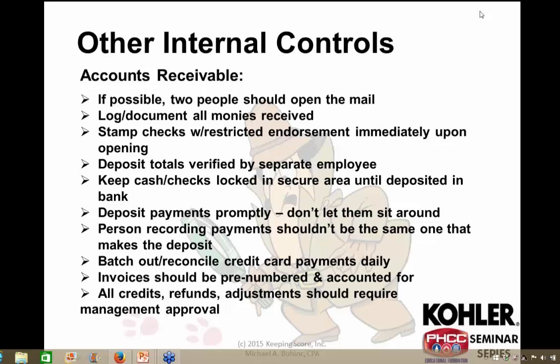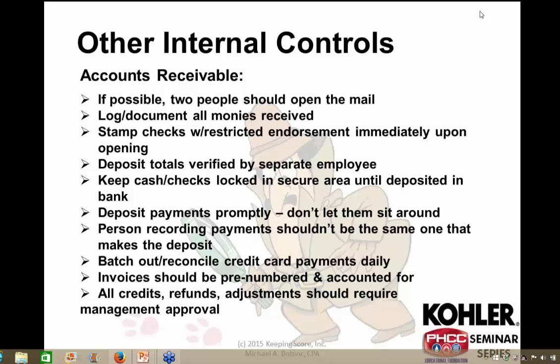Back to this list. Log and document all monies received. So 2 people opening the mail, or maybe it's just 1 person because you don't have a second person. First thing you have them do is open the mail, and they list out all the checks, all the payments that are received. And as they're opening them, they're also immediately stamping the checks with the restricted endorsement stamp for the company. So no funny business can go on. They can't alter or forge the check because you've put it for deposit only to ABC Plumbing Company, and then right underneath it is the plumbing company bank account number that it's going to get deposited to.